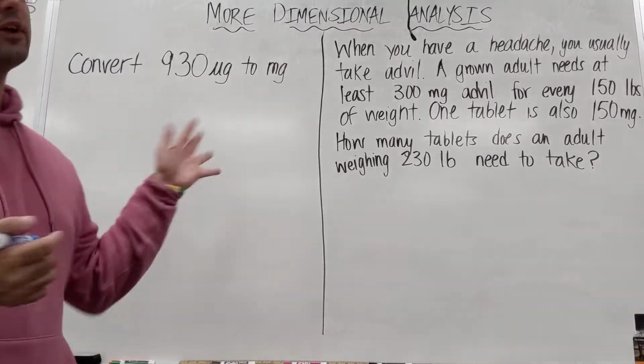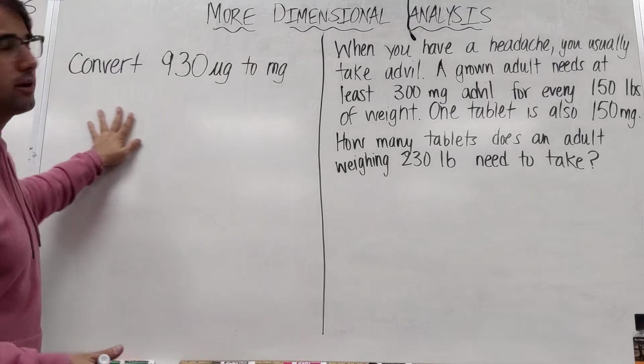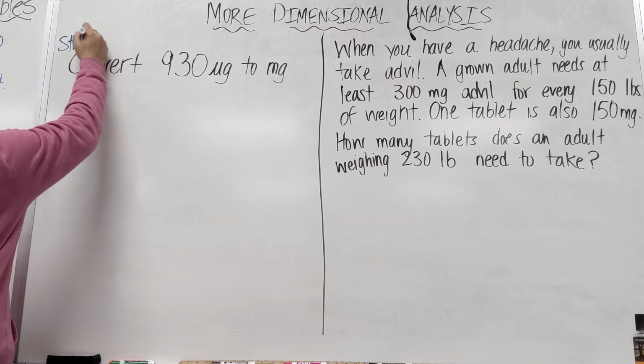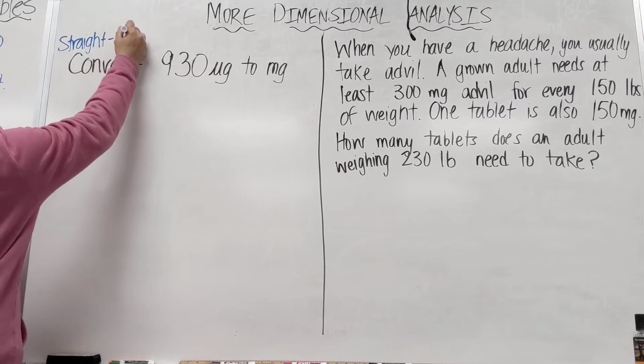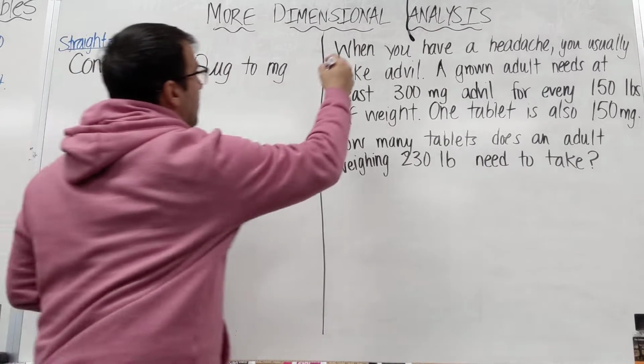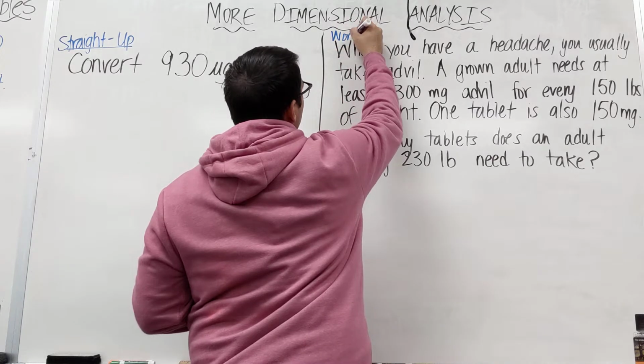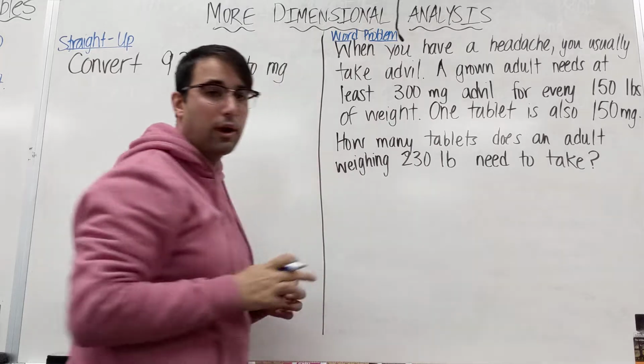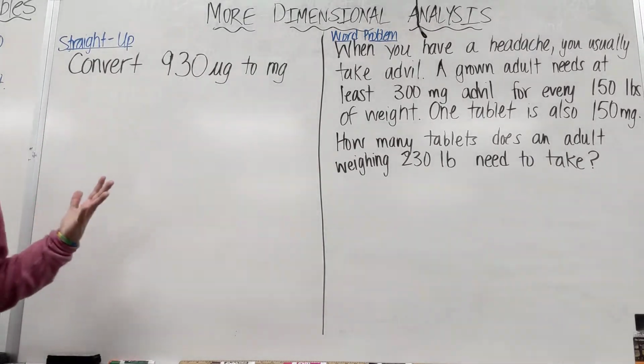Okay, so I have two different types of problem. One of them is what I call straight up dimensional analysis, where you just go and do it. And then another one is a word problem where I have to find the units within the problem. Okay? So let's look at the first one.